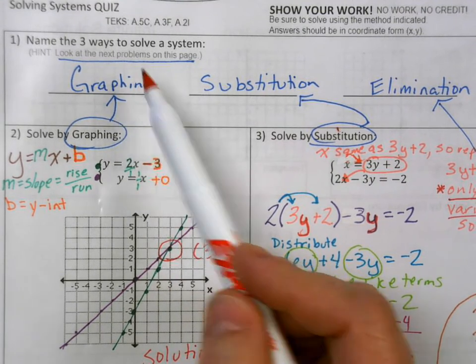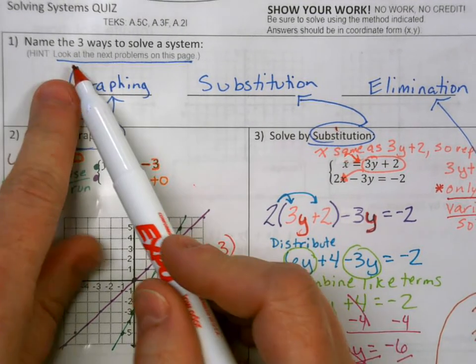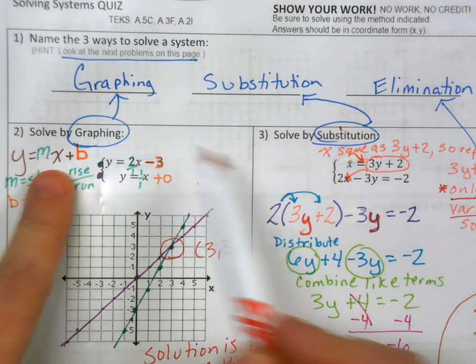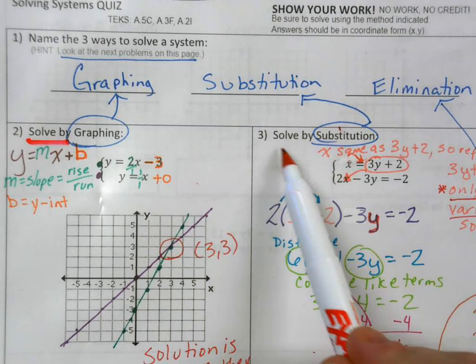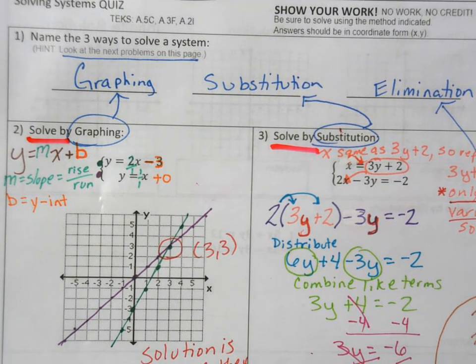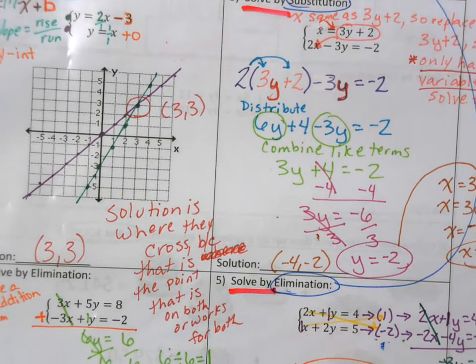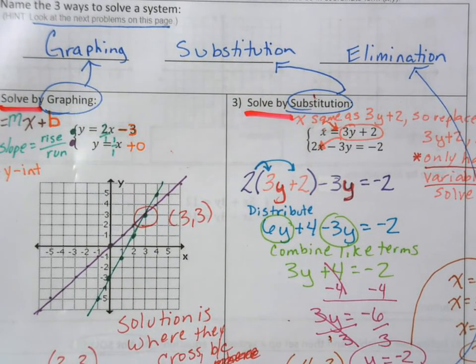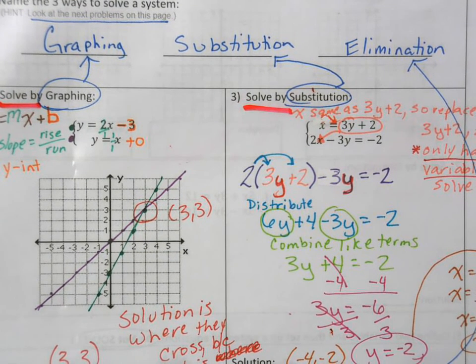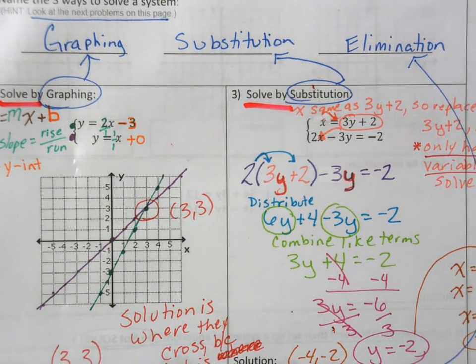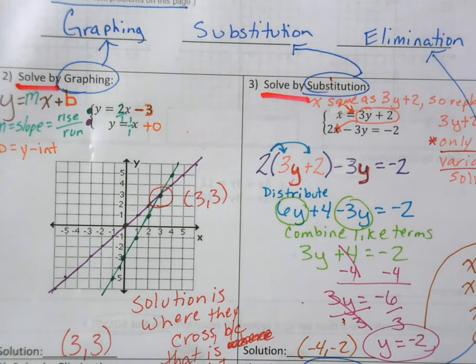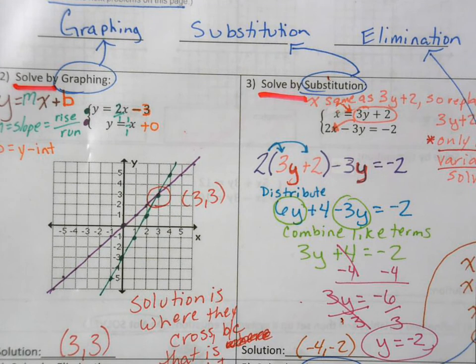Okay, so 3 ways to solve a system. And then there was a hint that said, look at the next problems on this page. That's why I drew these arrows here. So solve by graphing, solve by substitution, solve by elimination down here. So that was your hint. If you still didn't get it after that hint, then I don't know what to tell you. But there's 3 ways to solve systems of equations. Those are them. There's one other way, but you won't learn how to do that until Algebra 2, which is called matrices.